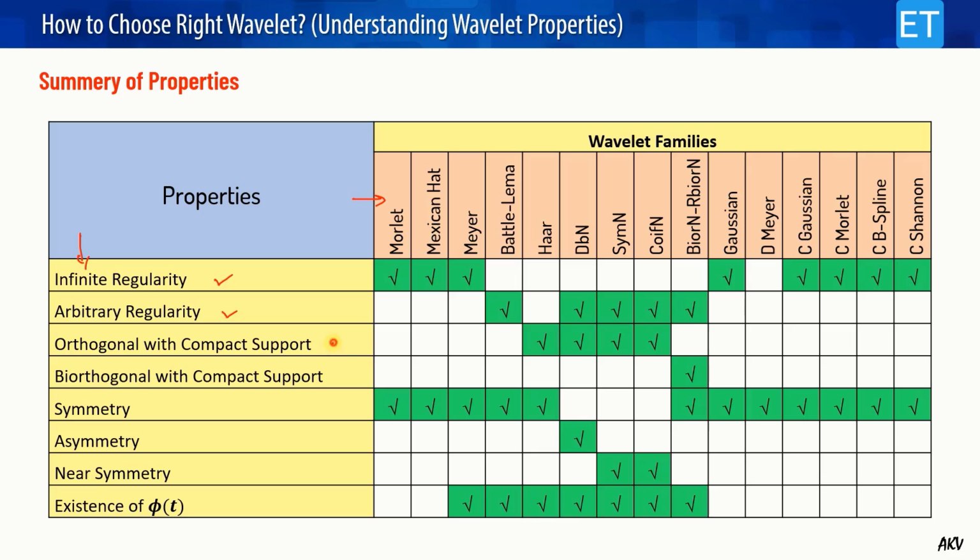And now these are the wavelets with compact support. These are orthogonal with compact support, and this is biorthogonal with compact support. And these are the wavelets which show the symmetry property, except this group: dB, Symlet, and Coiflet. As I already explained, dB is asymmetric, while Coiflet and Symlet are near symmetric. Okay. The existence of a scaling function. So these wavelets have their corresponding scaling functions.